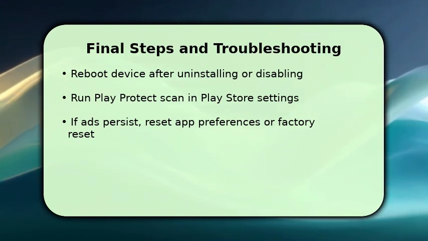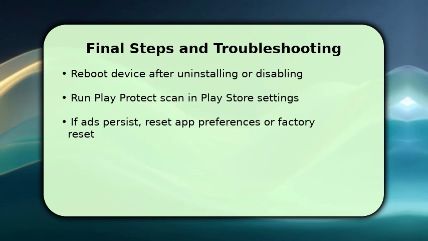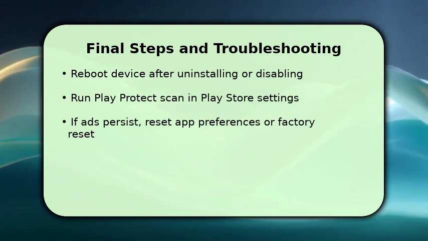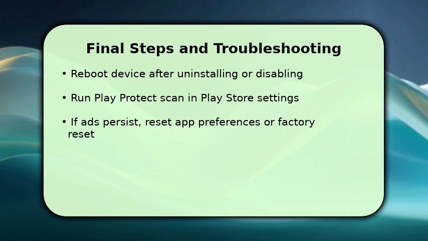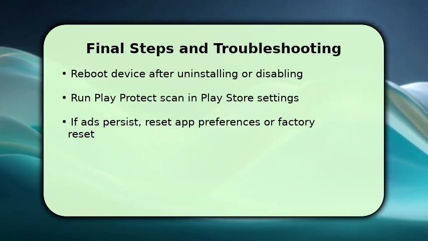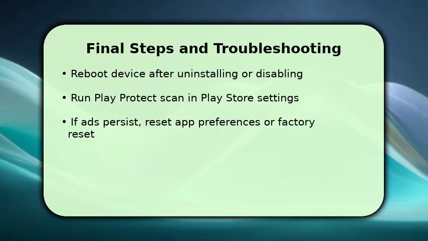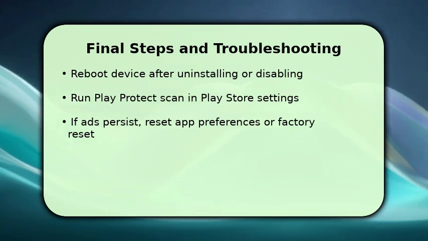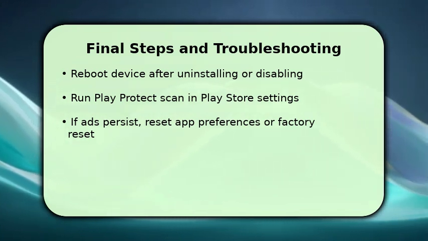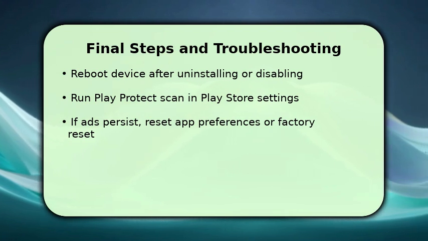Then open Play Store Play Protect and run a scan to detect potentially harmful apps. If ads persist, go to Settings, Apps, Reset App Preferences. Only use Factory Reset as a last resort because it erases data. If you run into errors, check storage space, update Android, and retry. These fixes often resolve installation issues.